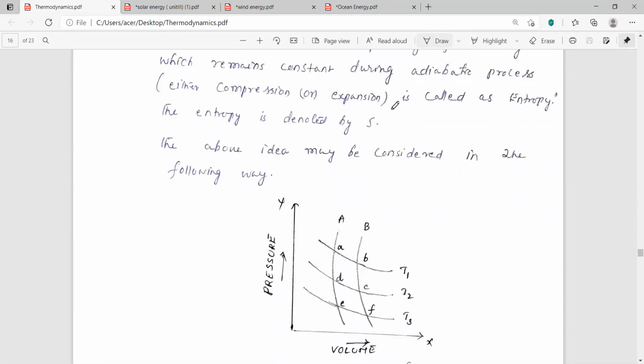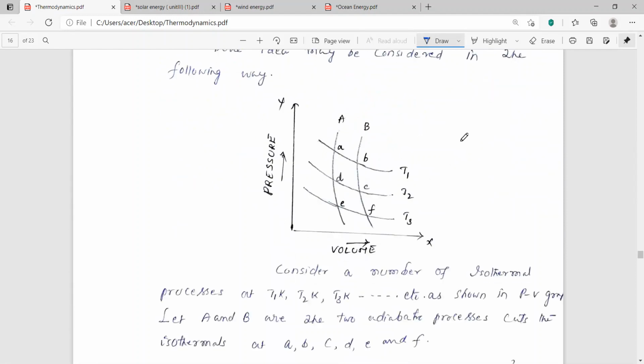So the equation for entropy can be determined in the following manner. Let us take three isothermal processes which are at the temperatures T1, T2 and T3, and let us take two adiabatic processes A and B which are cutting the three isothermal processes. Because of this, we can get two Carnot cycles, A, B, C, D and D, C, F, E.